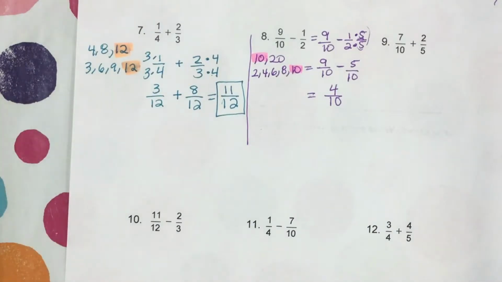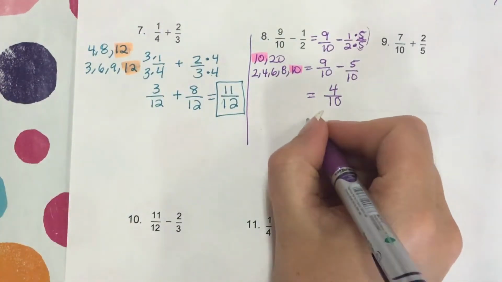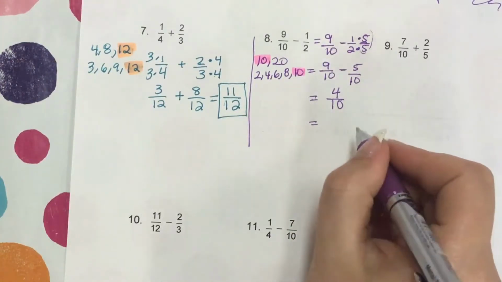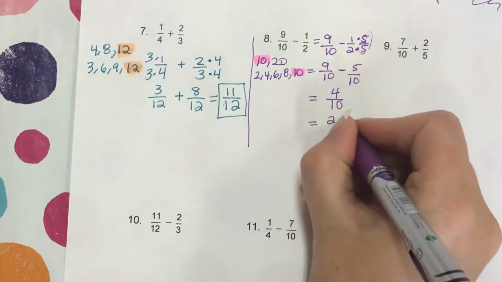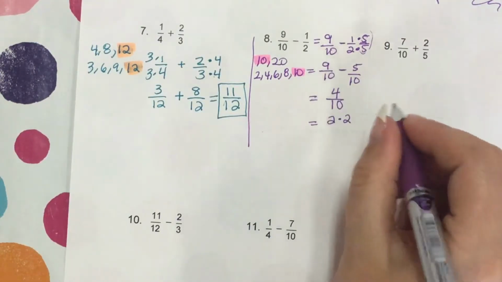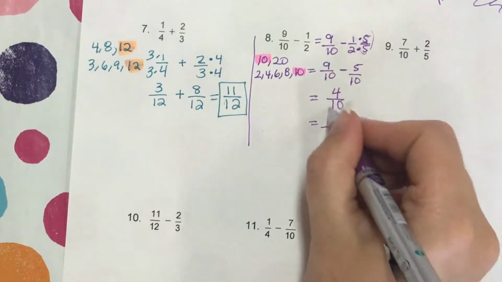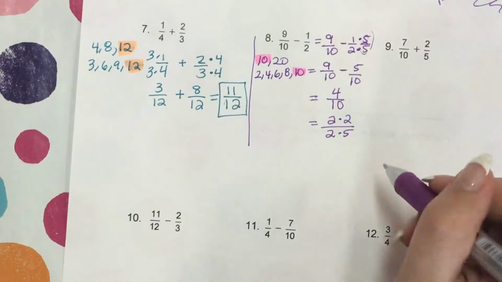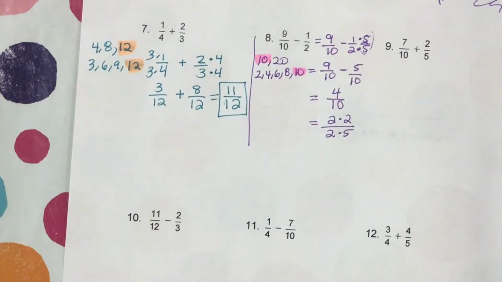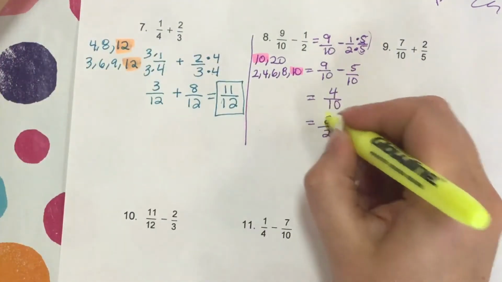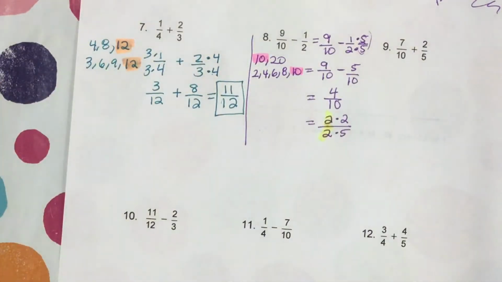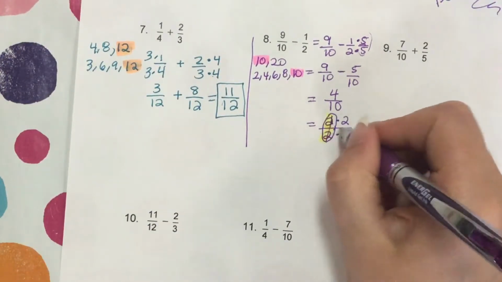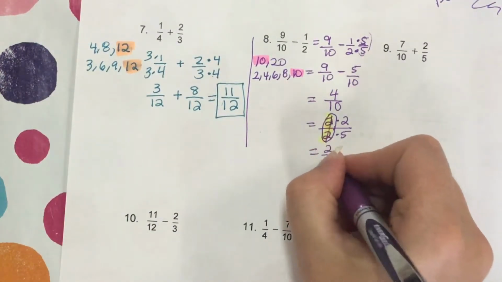Whenever you have even numbers, we know they're both divisible by 2. So 4 is the same thing as 2 times 2. 2 times 2 is 4, right? And 10 is the same thing as 2 times 5. So they both have a factor of 2 within them. So what we can do is cancel that out. Because really 2 divided by 2 is the same thing as 1, and 1 times 2/5 is just 2/5.